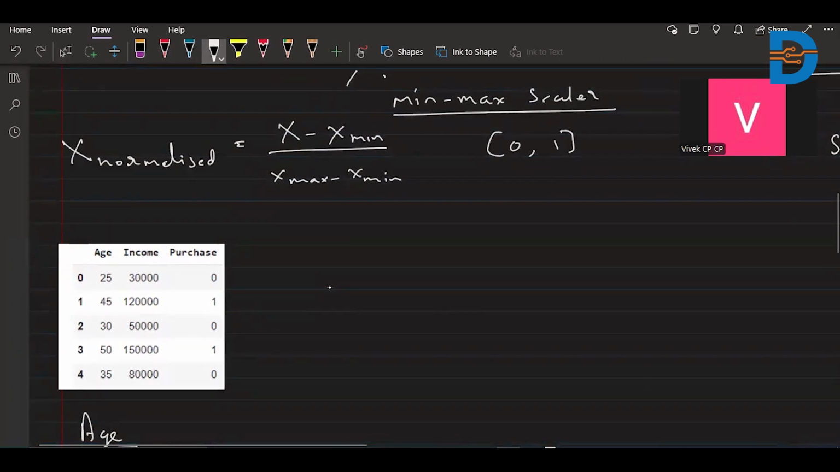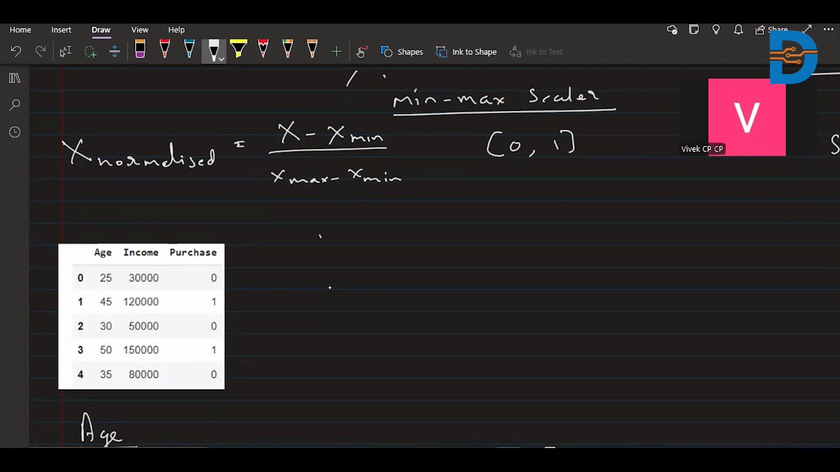This is the formula associated with min-max scaling. It says that your normalized value, or your scaled value, is going to be the age. Let's say I'm looking at age, for example. So the age that you are normalizing, you are scaling, minus the minimum age, divided by the range, that is the maximum age minus minimum age.